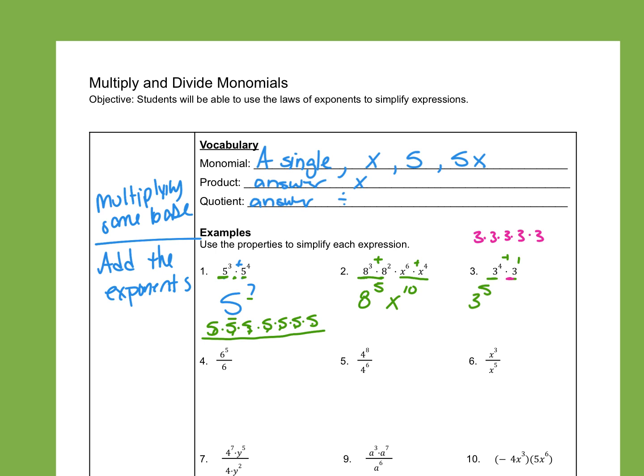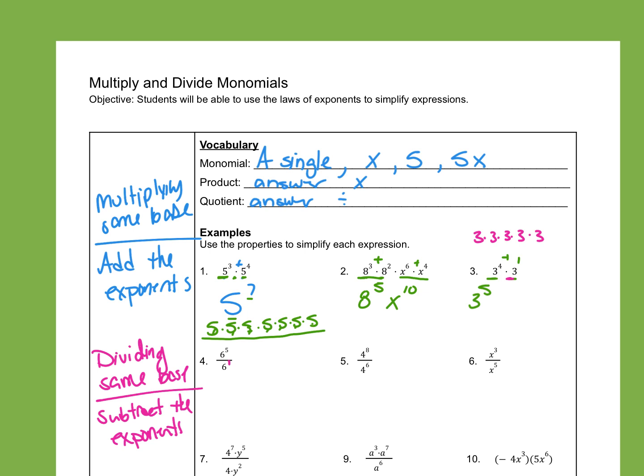And then let's add another note over here. When we are dividing with the same base, again, that's the key, it has to have the same base, the shortcut we found was to subtract the exponents. And just like on number 3, this 6 doesn't look like it has an exponent, so it's really that hidden 1. And then here we said we're going to subtract the exponents.